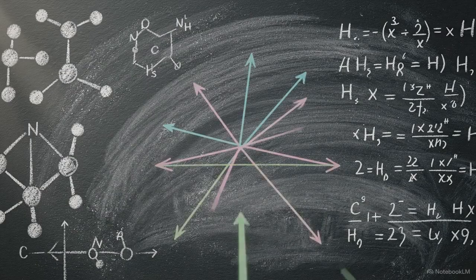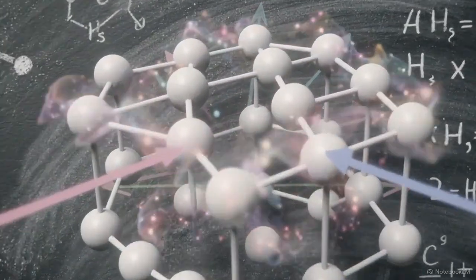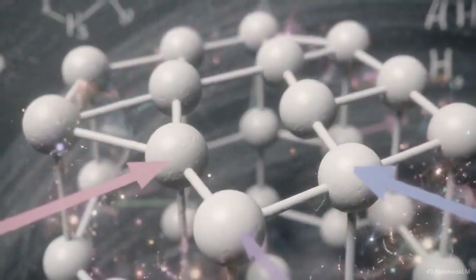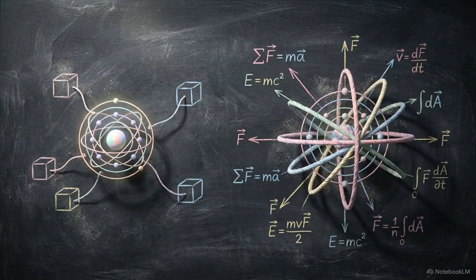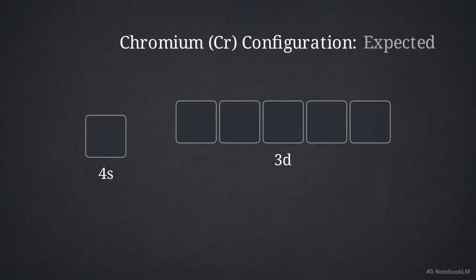A metal's hardness depends on a lattice of atoms sharing a sea of electrons, creating metallic and covalent bonds. In transition metals, the number of unpaired d electrons dictates bond strength. More unpaired electrons allow for more bonds, increasing the melting point. We can see this in the electron architecture of chromium.